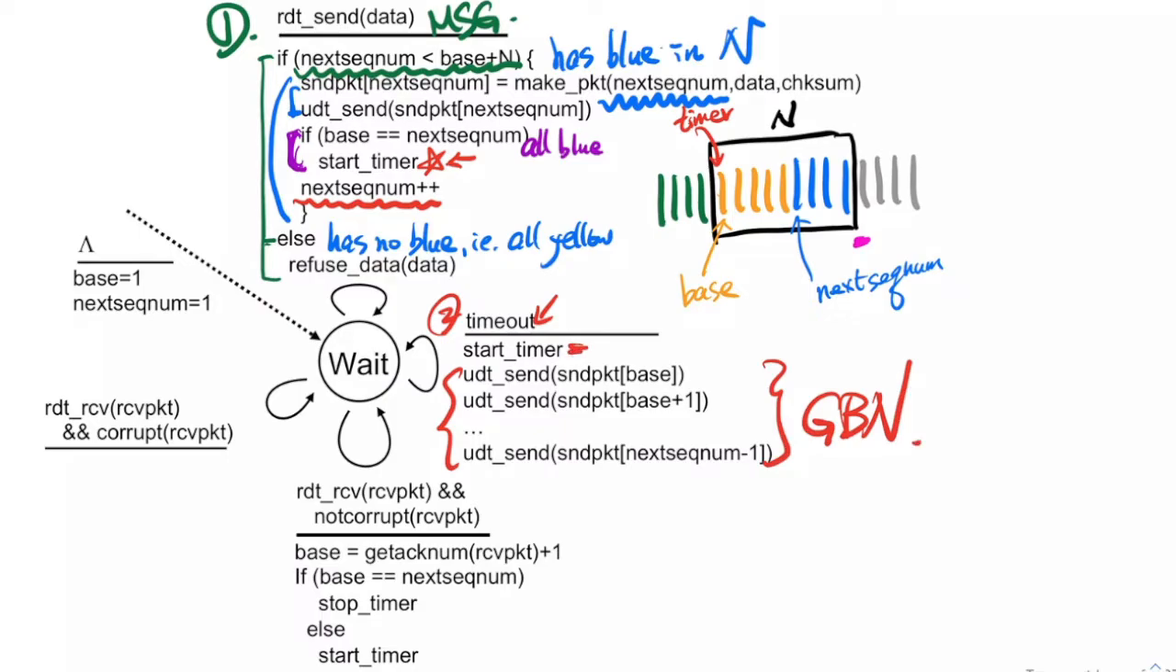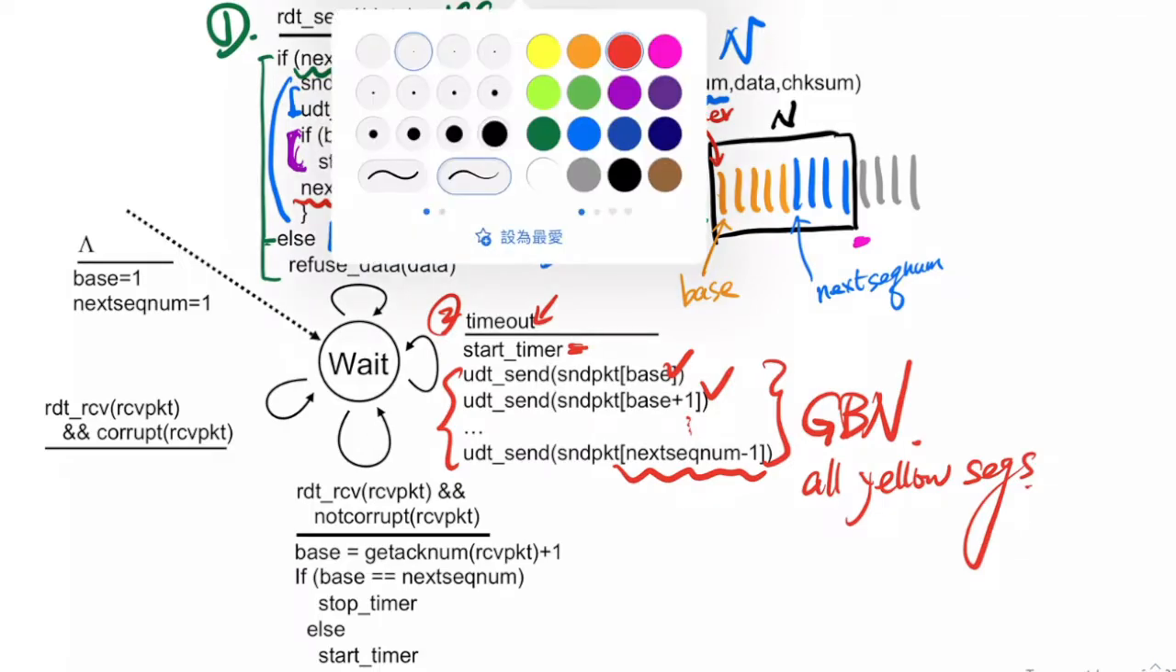If timeout, then I will set another timer for the first yellow segment in the window N, right? And then we will send the first yellow segment, the second yellow segment, until the last yellow segment. The last yellow segment will be pointed to by the next sequence number minus 1, right? Because the next sequence number is the first non-yellow segment. So minus 1, that is the last yellow segment. So all the yellow segments will be retransmitted. So that's number 2.